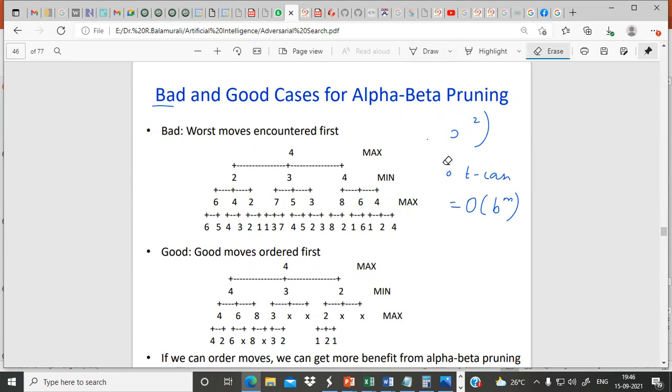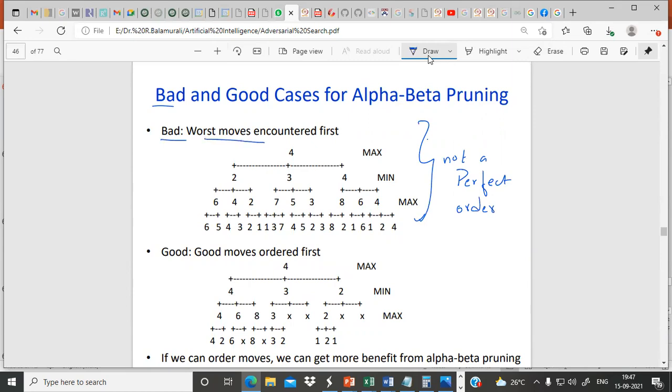To achieve the best case time complexity with alpha beta pruning, the tree should be of perfect ordering. What is meant by perfect ordering? Say for example, in this case, this is not a perfect order, so it is considered a bad or worst case scenario. Why are we calling it a worst case scenario?